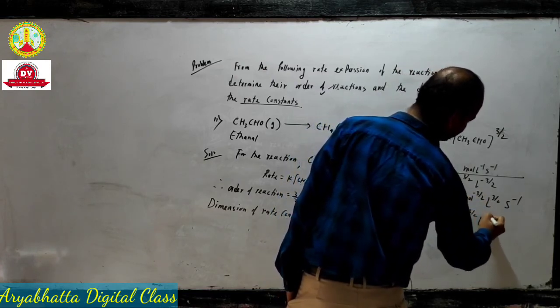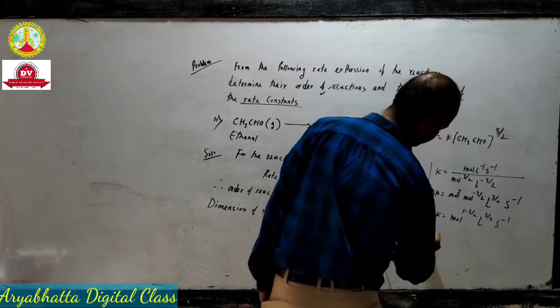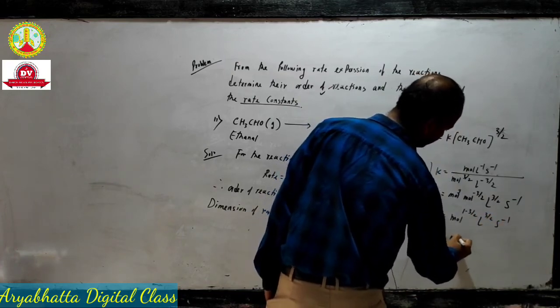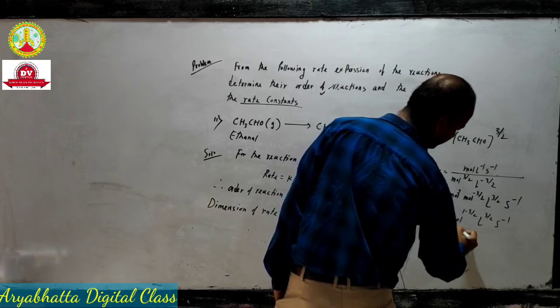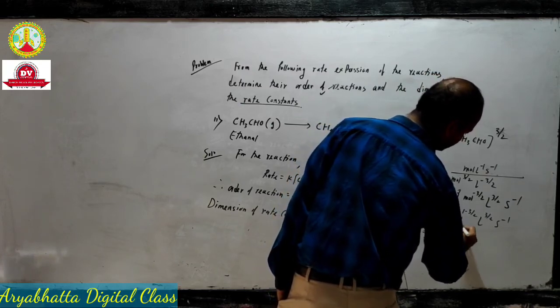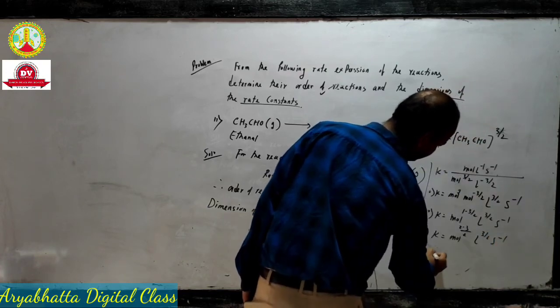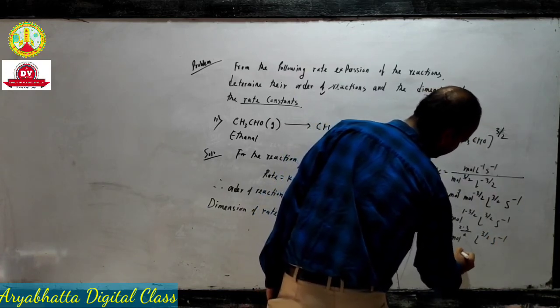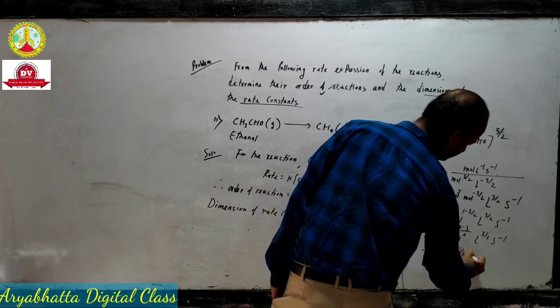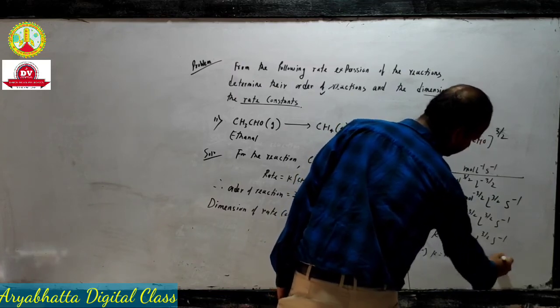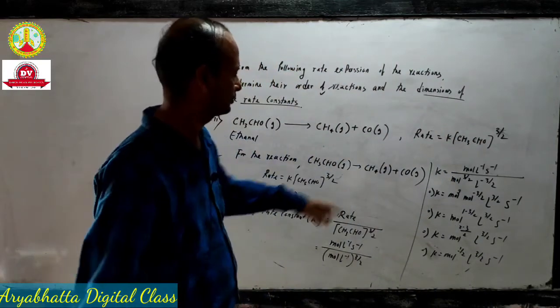This is liter 3/2 s to the power minus 1. After solving, this will be mol to the power 2 minus 3, liter 3/2 second inverse. Okay, this will be mol to the power 1 minus 1/2, liter 3/2 second inverse. Clear? समझ में आ रहा है? लेकिन मैं थोड़ा दिखा देता हूँ.